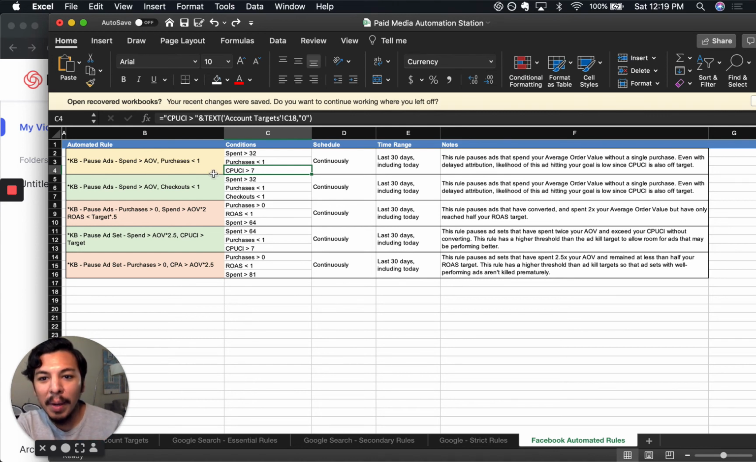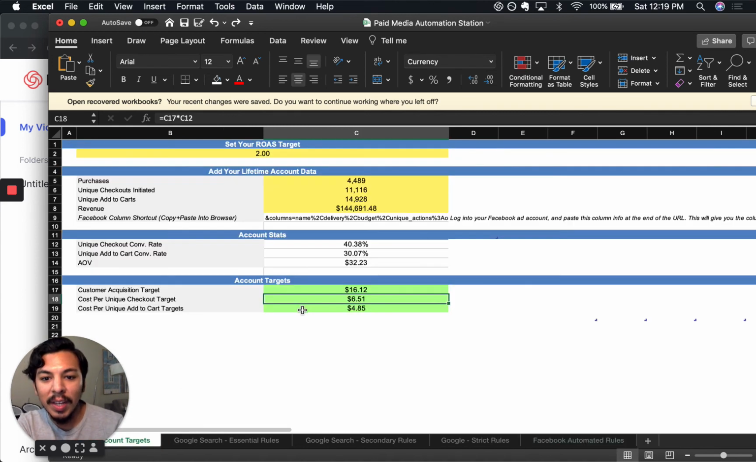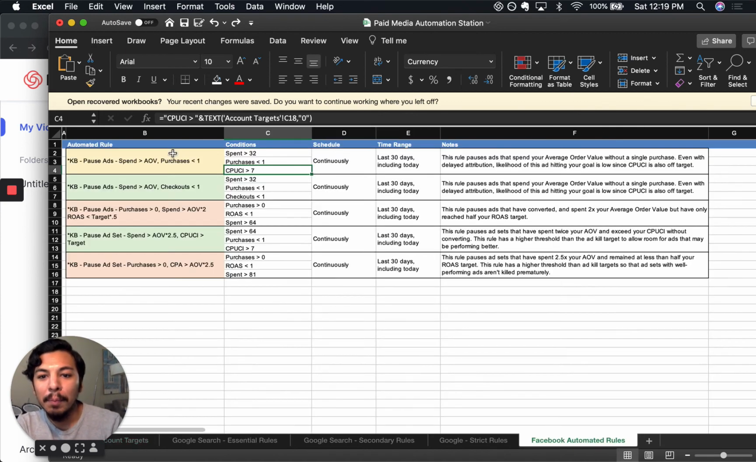So keep that in mind. It's literally just taking our checkout target from here. And in this case, most of these rules are using a checkout target as opposed to add to cart. The reason why I chose to set it up that way is just because I see the checkout as just a bit further down the funnel and a bit closer to purchase than add to cart.